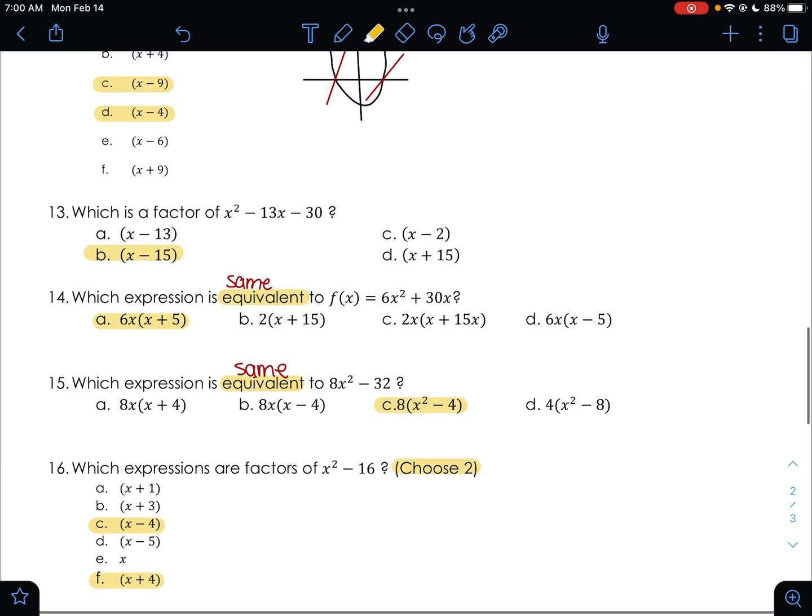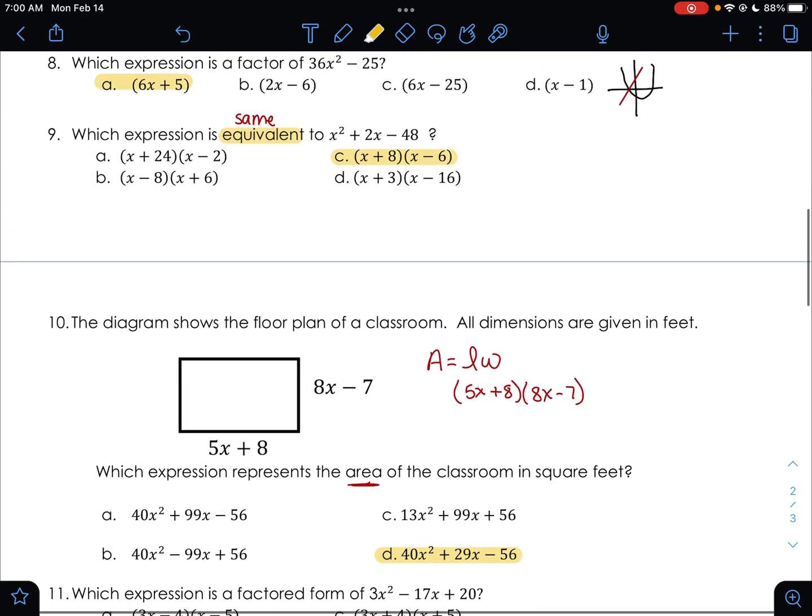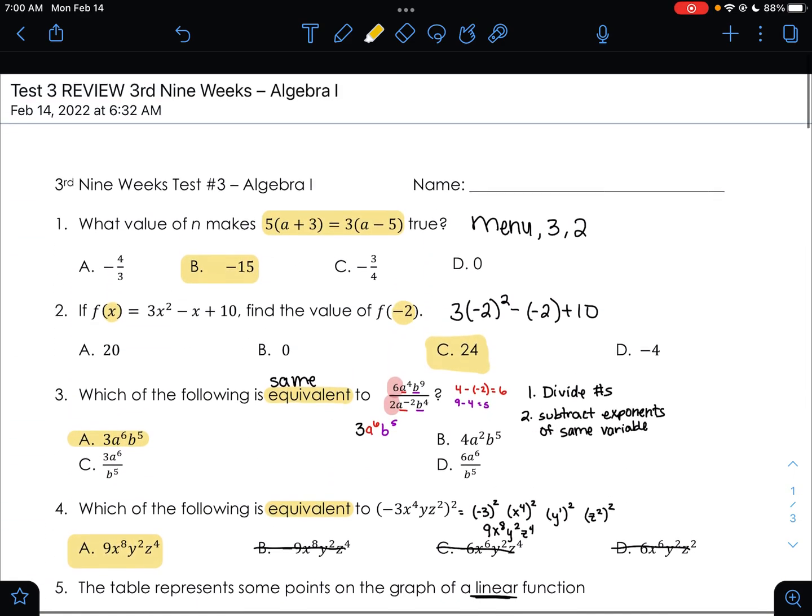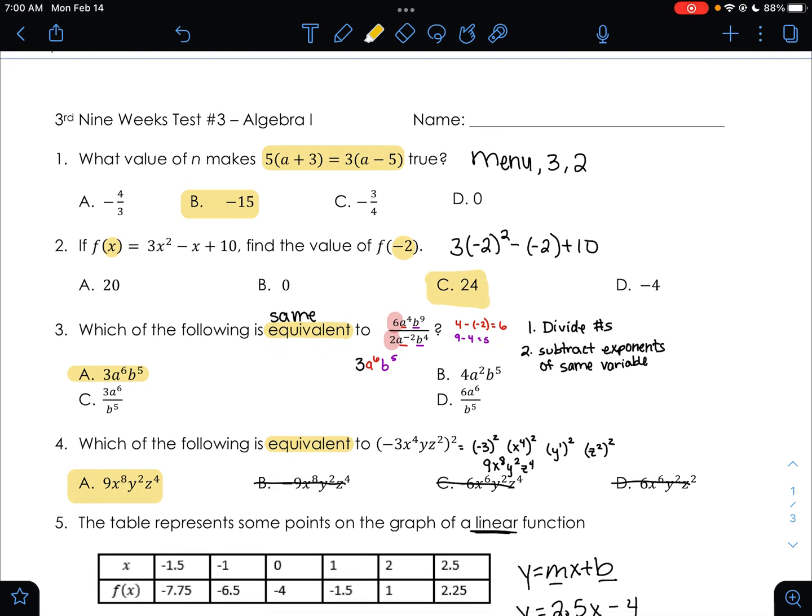Okay, so that was the last question of the review. So you need to make sure that you understand all 16 questions. And if you don't, you need to make sure you ask your teacher before the test. So good luck, everyone.